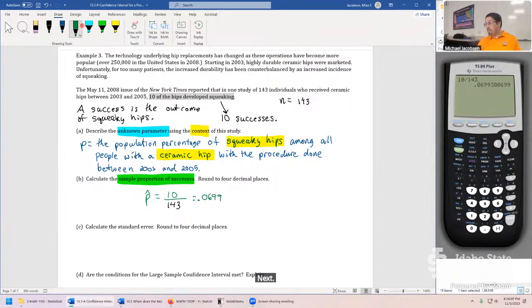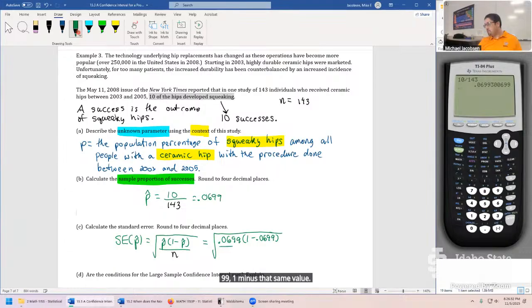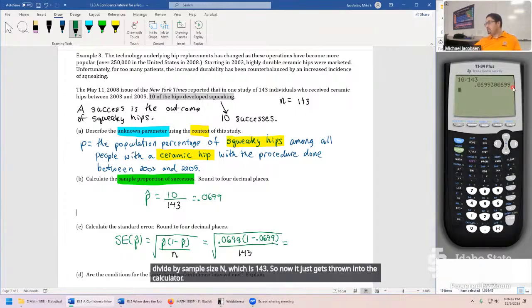Next, let's look into the standard error. Standard error of p-hat. This is a good one to just write in the formula for extra practice. P-hat, 1 minus p-hat, divide by sample size n. What we'll compute is this: 0.0699, 1 minus that same value, divide by sample size n, which is 143. So now it just gets thrown into the calculator. But it's already in the calculator.